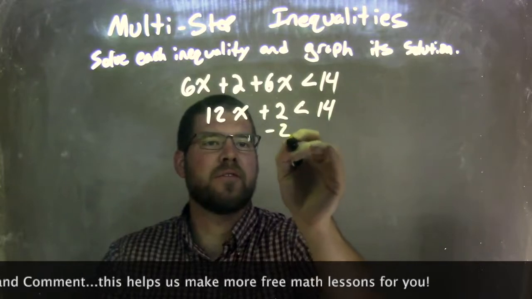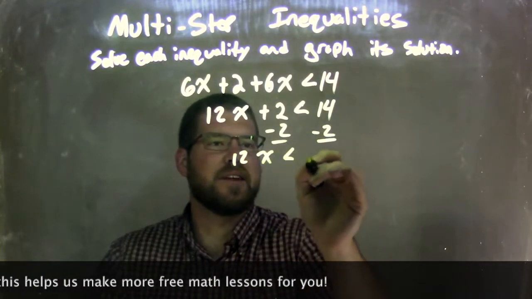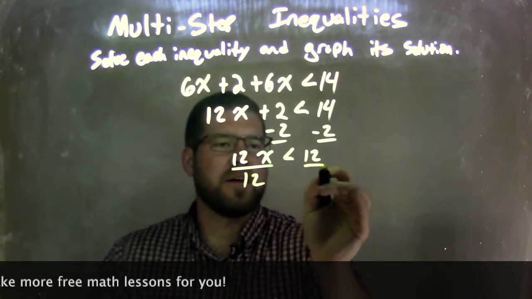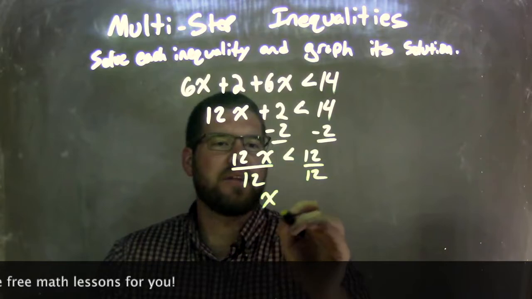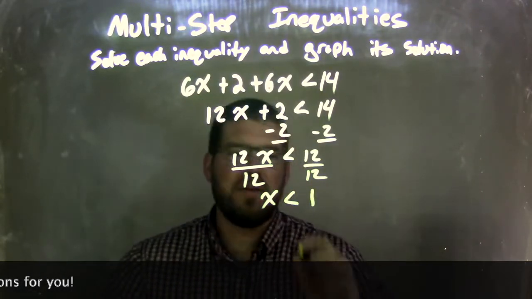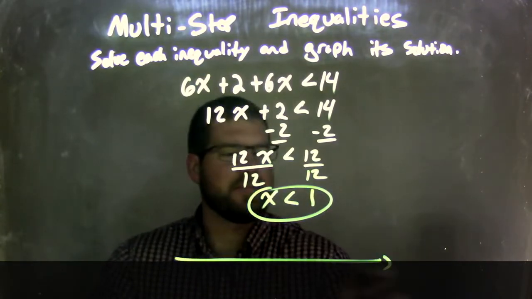Now I want to subtract the 2 from both sides, leaving me with 12x is less than 12. I then can divide by 12 on both sides, giving me x by itself is less than 12 divided by 12, which is 1, and there we have it. We have x isolated, and it's less than 1. So now I need to graph it.